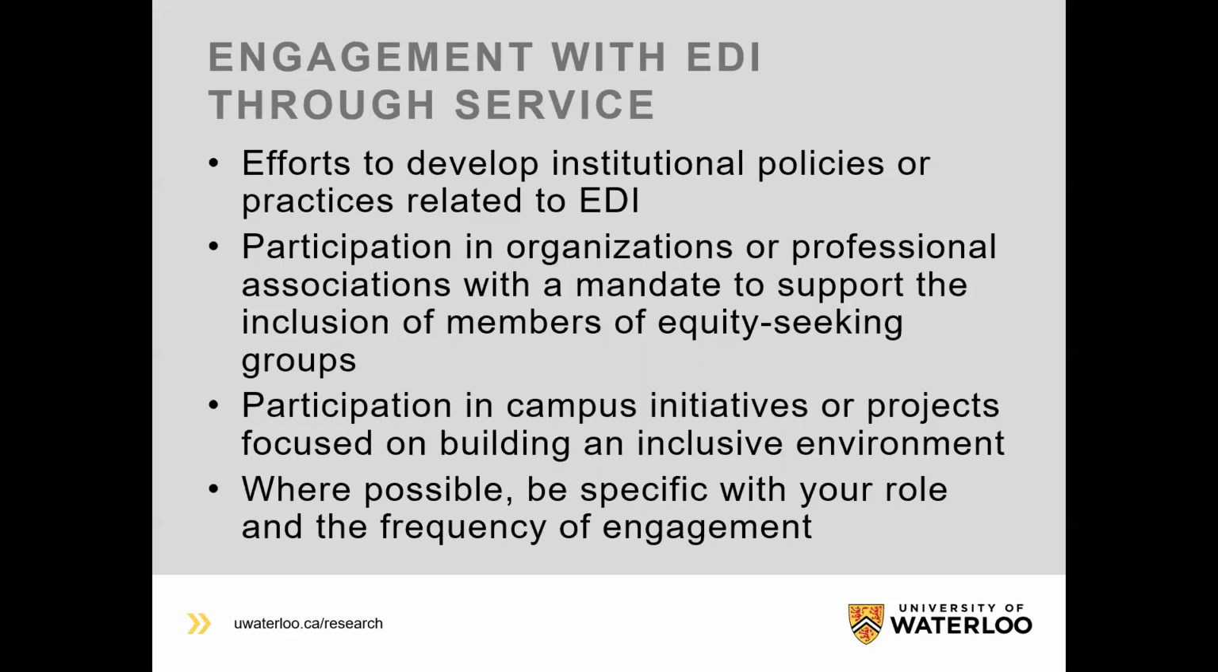To provide an example of the first, for developing institutional policies or practices, have you been a part of any associations or groups that have advocated for changes related to institutional policies or practices? And if so, what have been the outcome of these efforts? Have you participated in any on-campus associations that support members of equity-seeking groups? Again, when you're considering these areas, think back to that definition of equity-seeking groups to ensure that you've really considered all areas that you may have made significant impact.